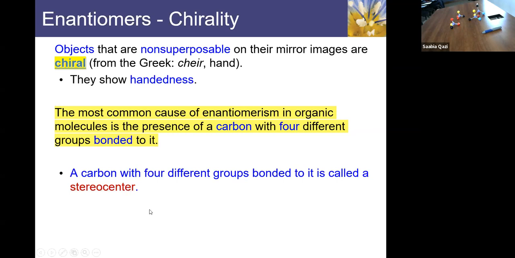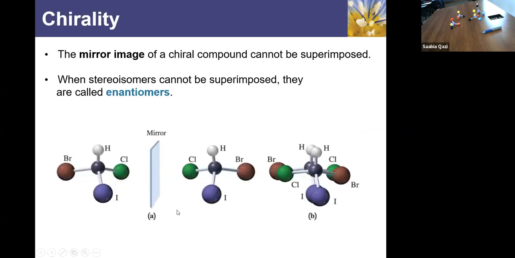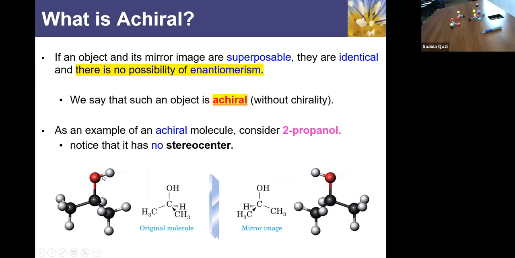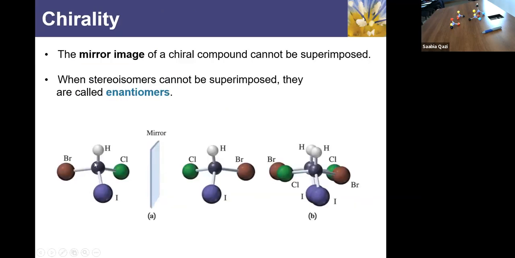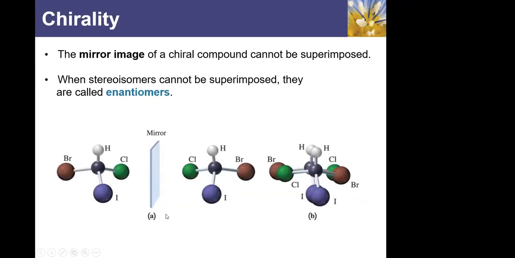So a carbon with 4 different groups bonded to it is called a stereocenter, as it's shown over here. See, it has chlorine, iodine, hydrogen, bromine. So is it a chiral carbon? Yes, this is a chiral carbon. Is this a chiral molecule? Yes or no? Yes.